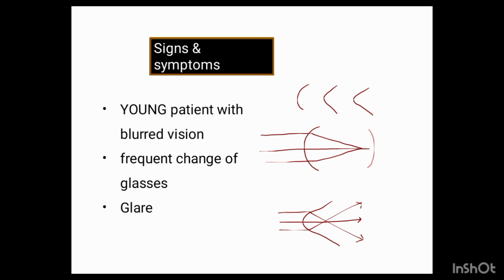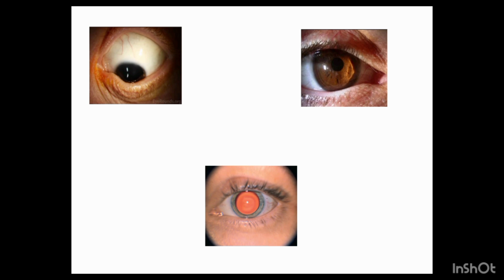The conical shape keeps on increasing, so the image formation also changes with the increase in the conical shape, and there is glare. So these are the symptoms the patient usually presents with. Coming to the signs, these may be asked as an image based question. So these are the common signs seen in keratoconus.